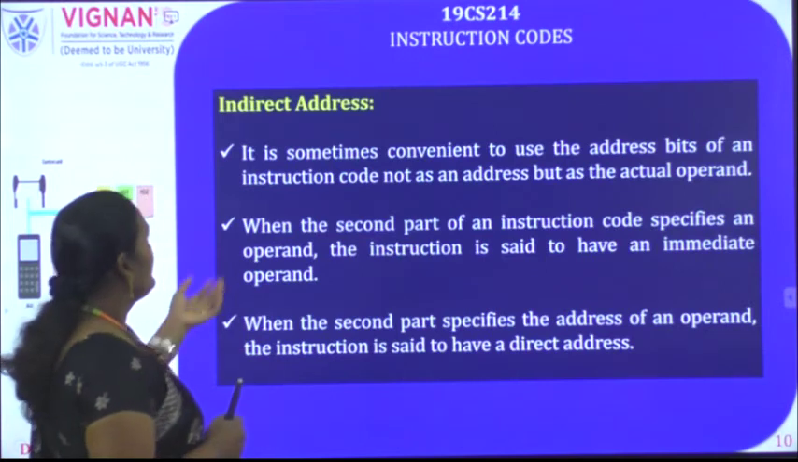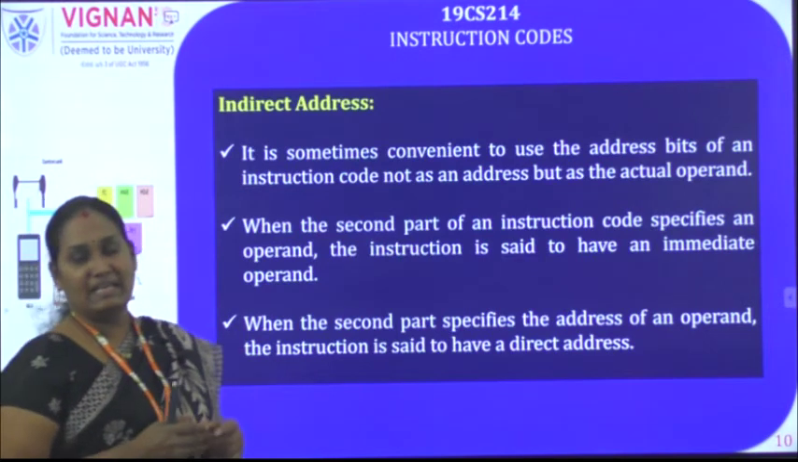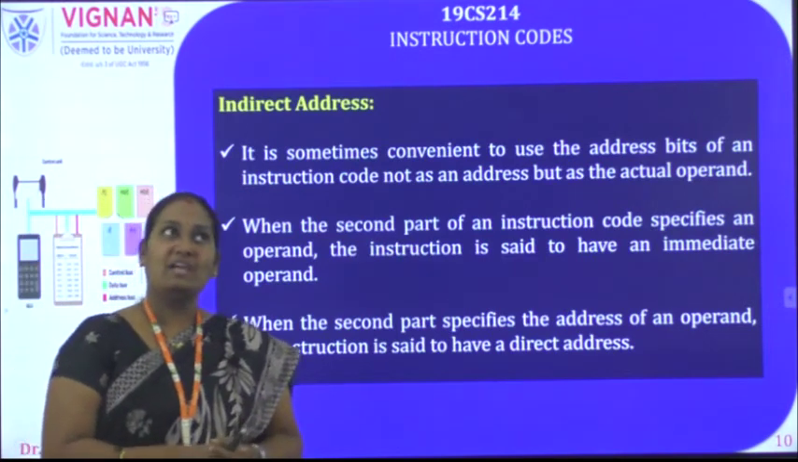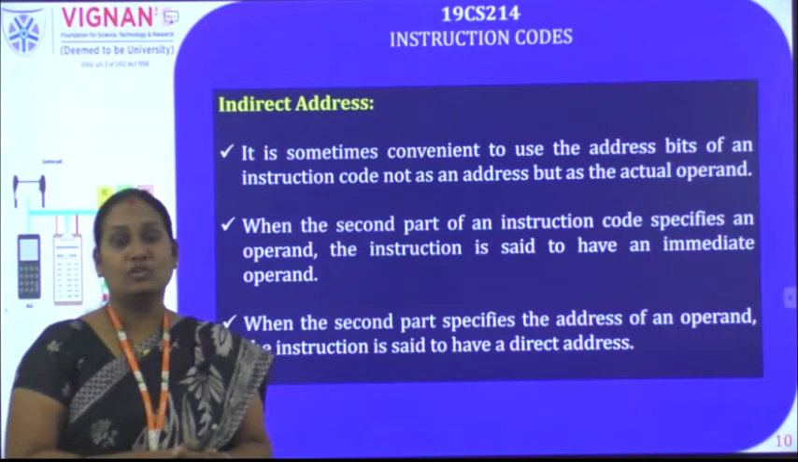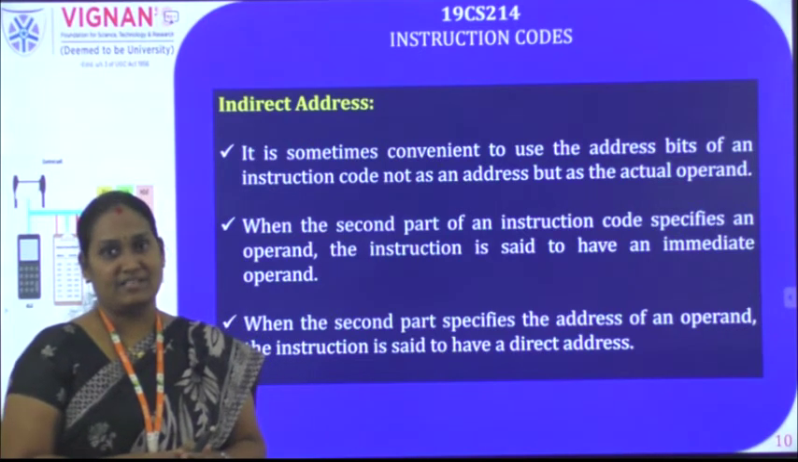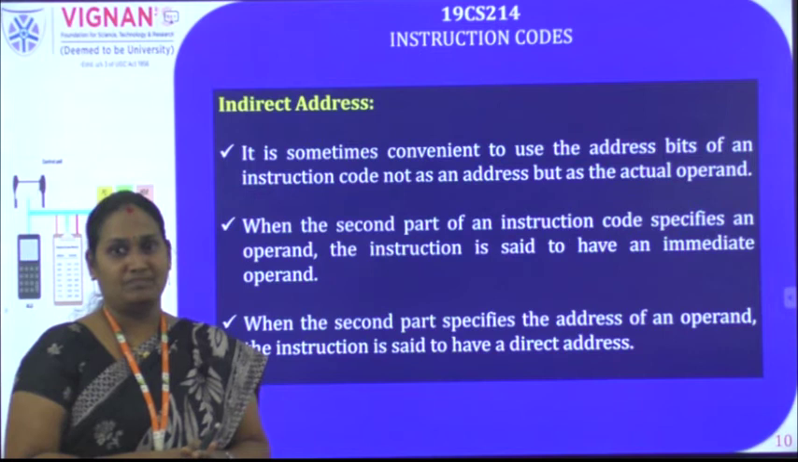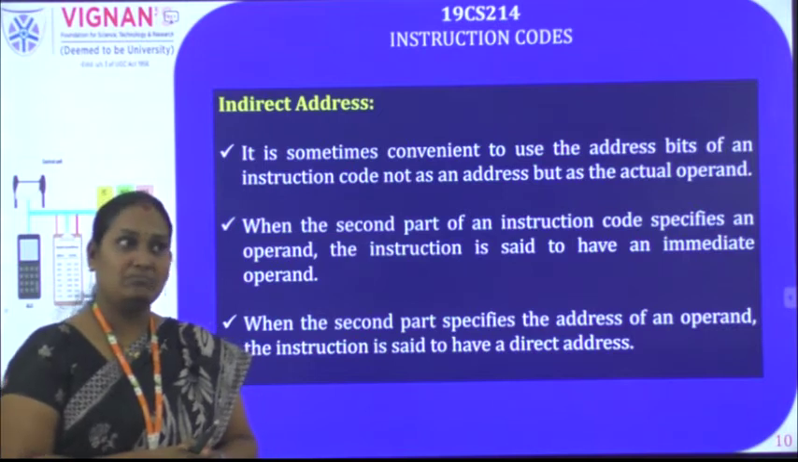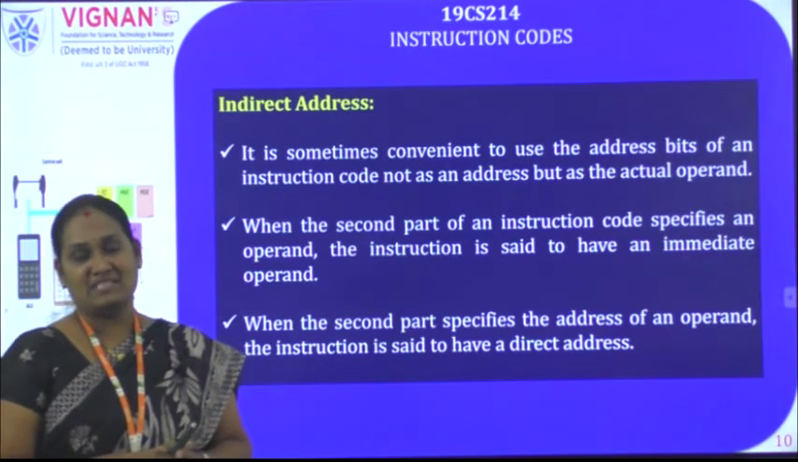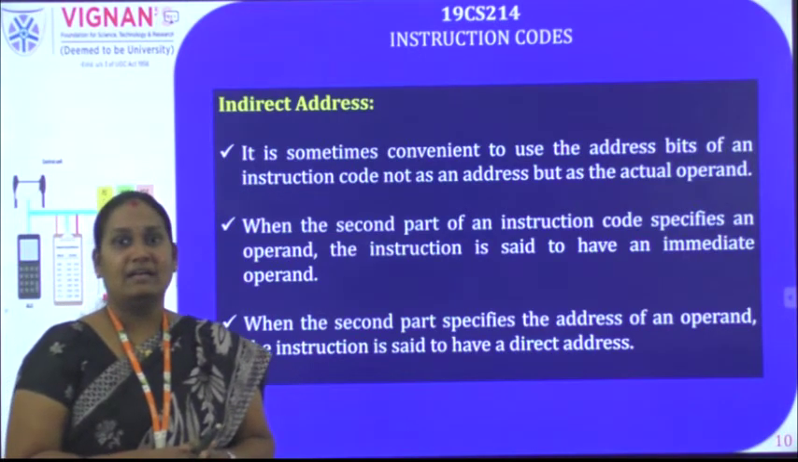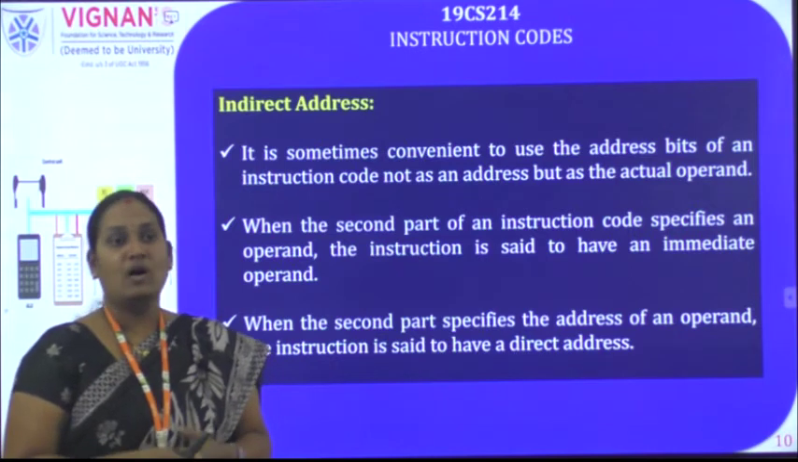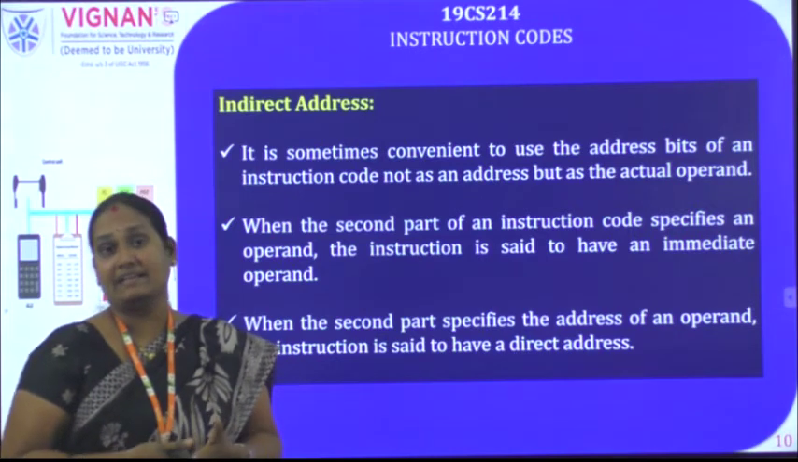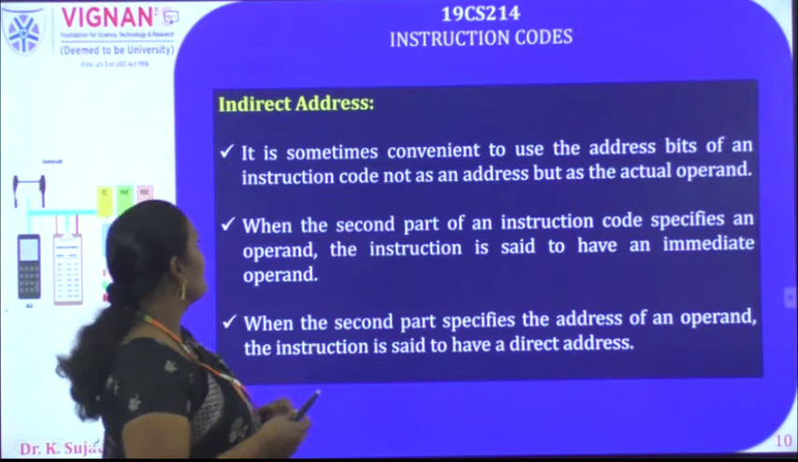Right. Next one, indirect addressing. Here we are saying that bits 0 to 11 are used for the representation of the address of the operand. Sometimes we may represent the data indirectly. So, how do we specify indirect addressing? That is what I am going to explain here.